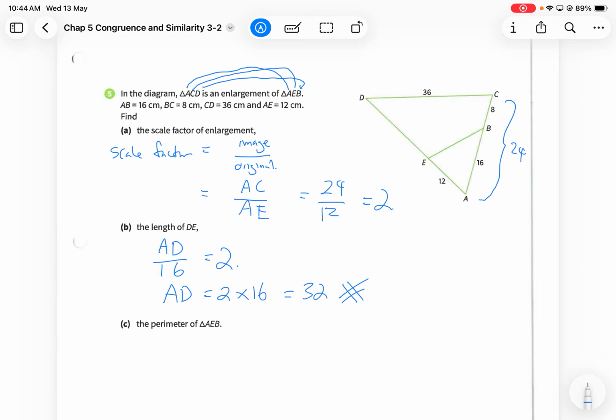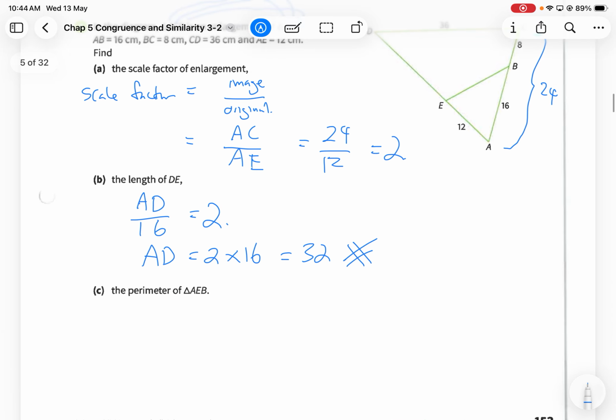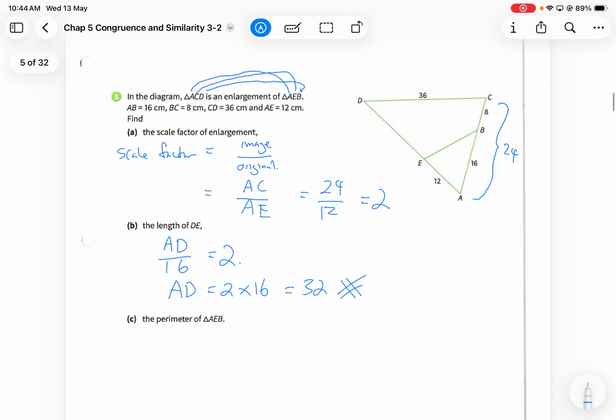Okay, perimeter AEB. If you want to know the perimeter AEB, you already know AE, you already know AB. So what is missing is only EB, or BE. Then you want to find EB or BE. EB is the small one. Then it corresponds to CD. Small one over big one. Just now big one over small one is 2. So this one, small one over big one is 1 over 2.